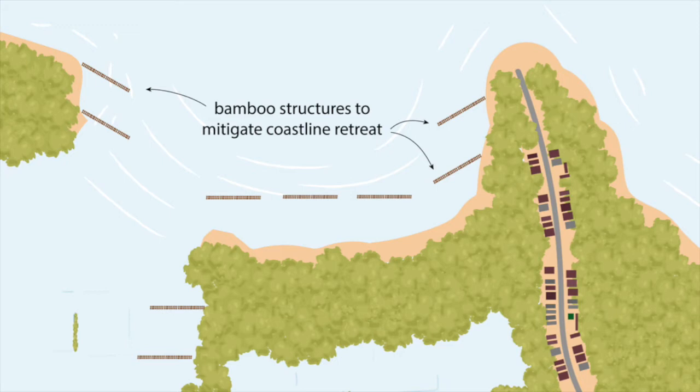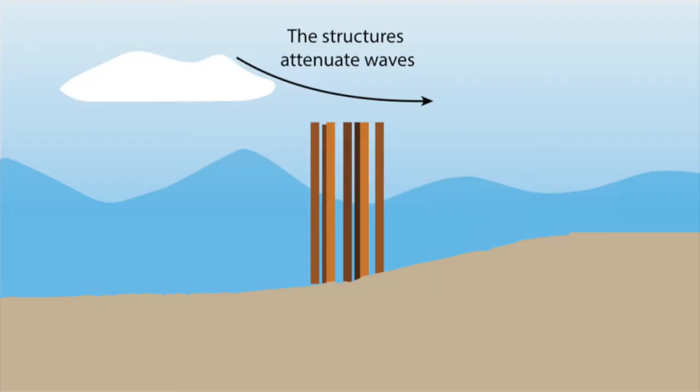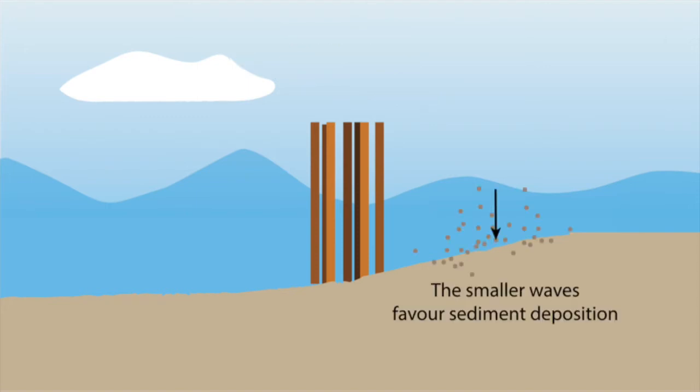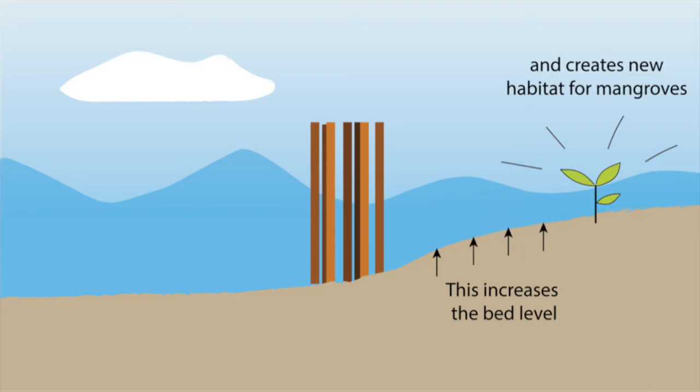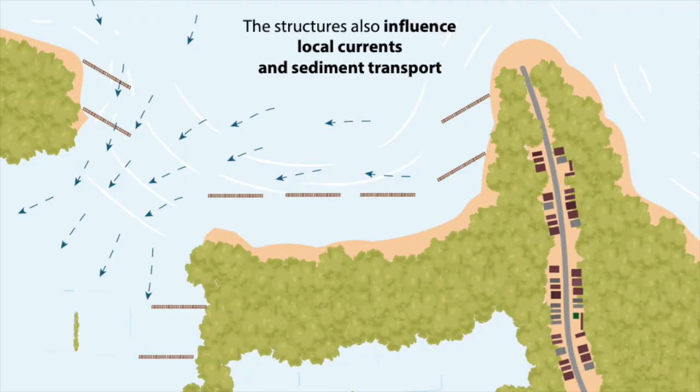Bamboo structures have been built to mitigate coastline retreat. They're built usually parallel to the coastline or with a small angle with respect to it, and they're formed by bamboo poles. The structures attenuate waves. The smaller waves behind the structures favor sediment deposition, which results in an increase of the bed level and the creation of new habitat for mangroves. The idea is that these structures are temporary, so after a few years the vegetation is restored and it will keep the coastline stable.